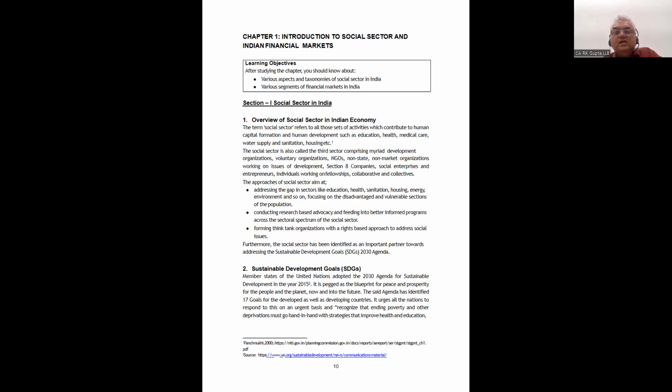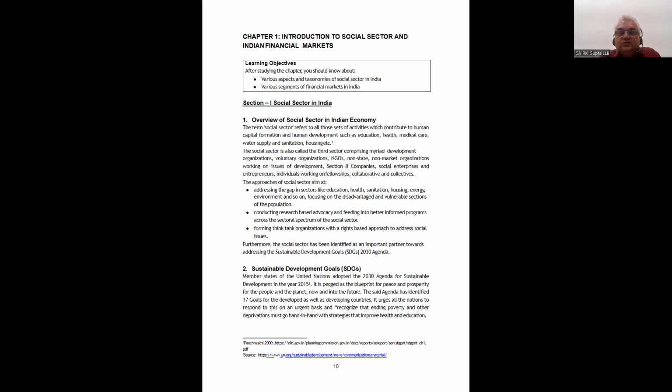Actually, this social development is basically the work of government. But government is not able to develop all these sectors. So a lot of self-help groups, these voluntary organizations, NGOs, they come to the government's help. So that is why they are called non-governmental organizations.